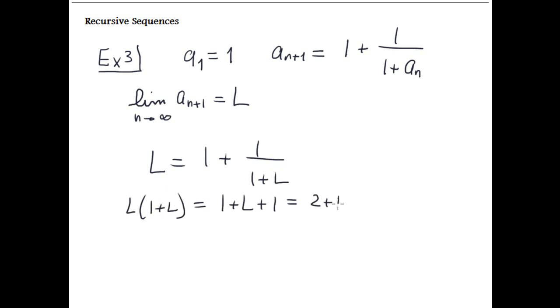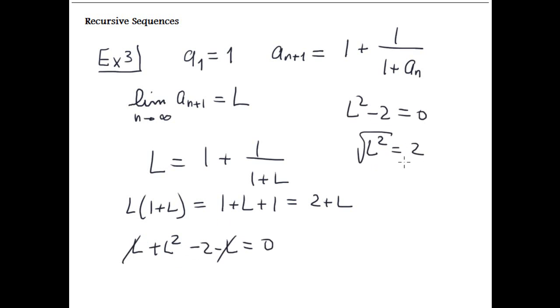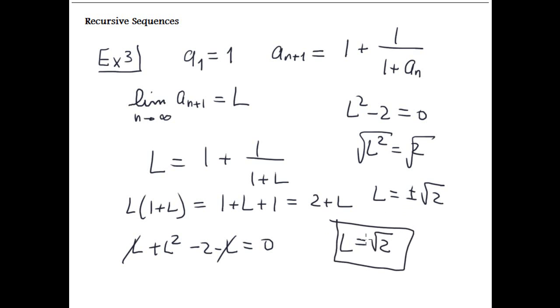This is 2 plus L. This is L plus L squared minus 2 minus L equals 0. The L cancels, and the equation is L squared minus 2 equals 0. And it's super easy. L squared equals 2, take the square root of both sides. L is equal to plus or minus radical 2. But the negative solution is no good. Only the positive solution, square root of 2. Okay, the sequence converges to that value. Super fantastic.